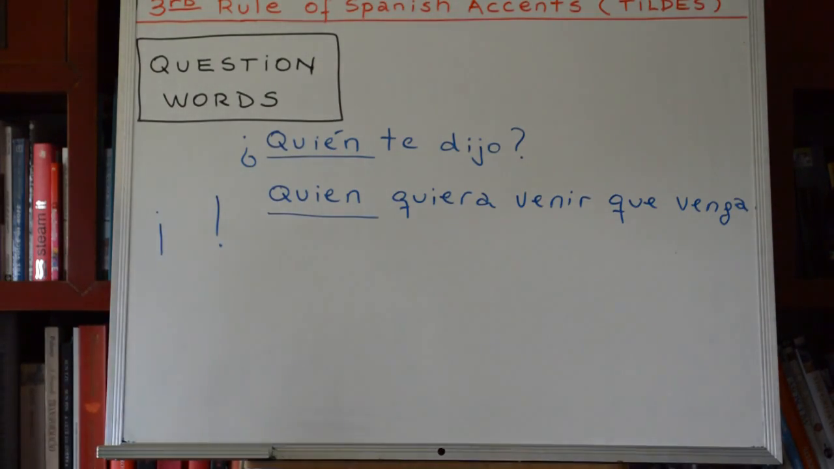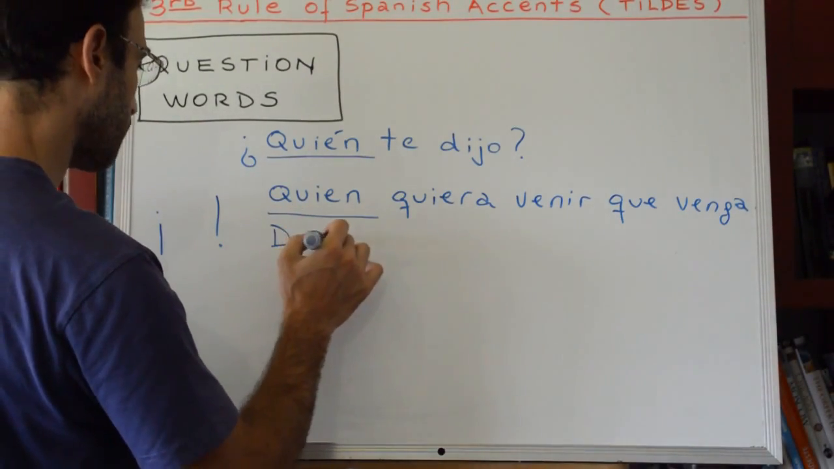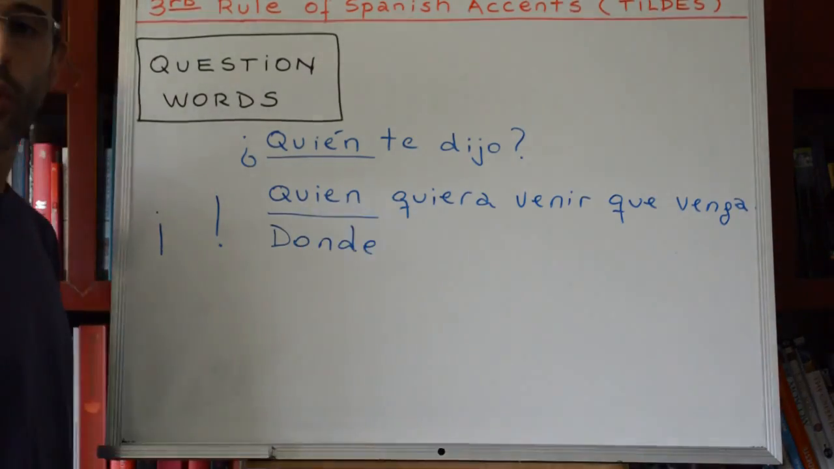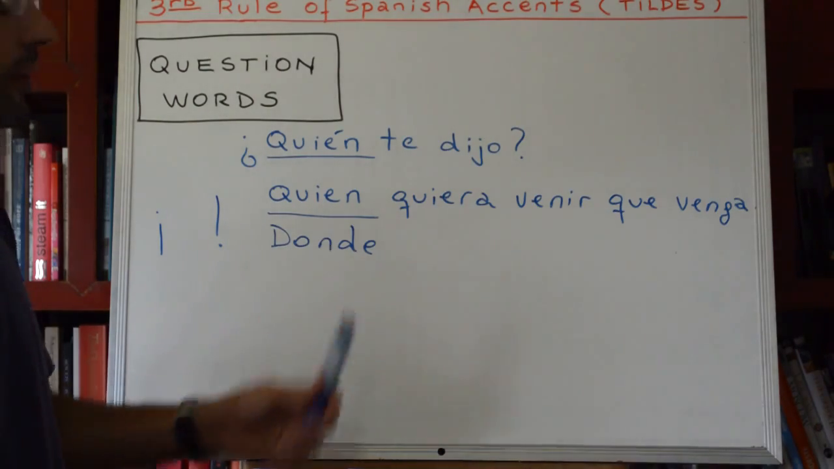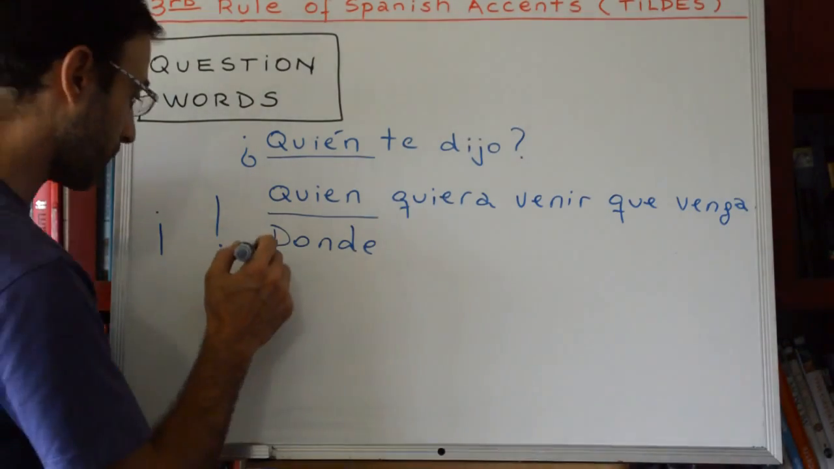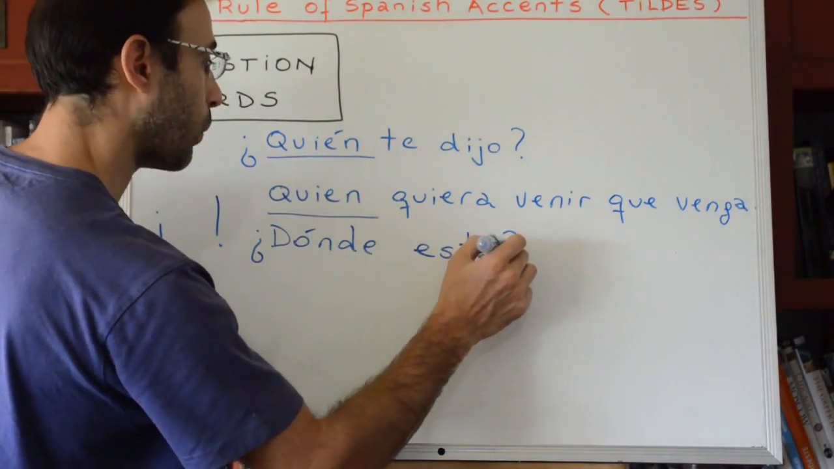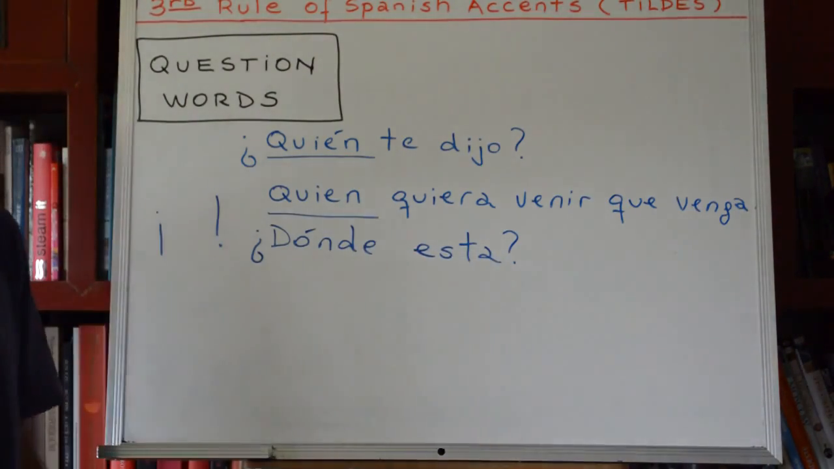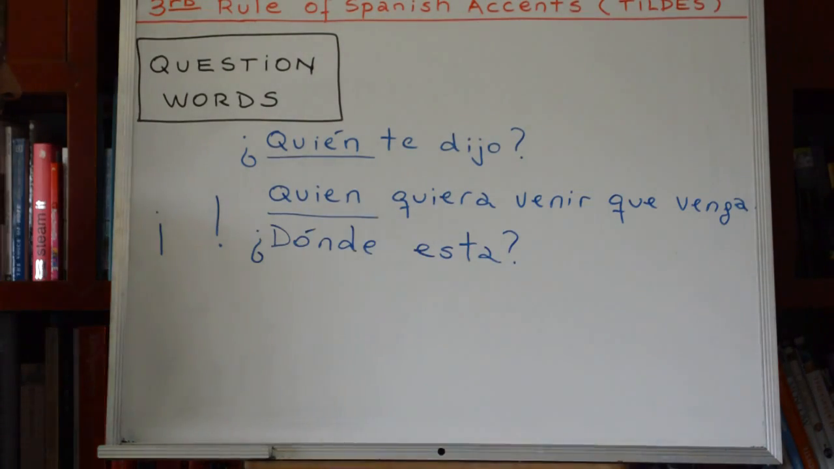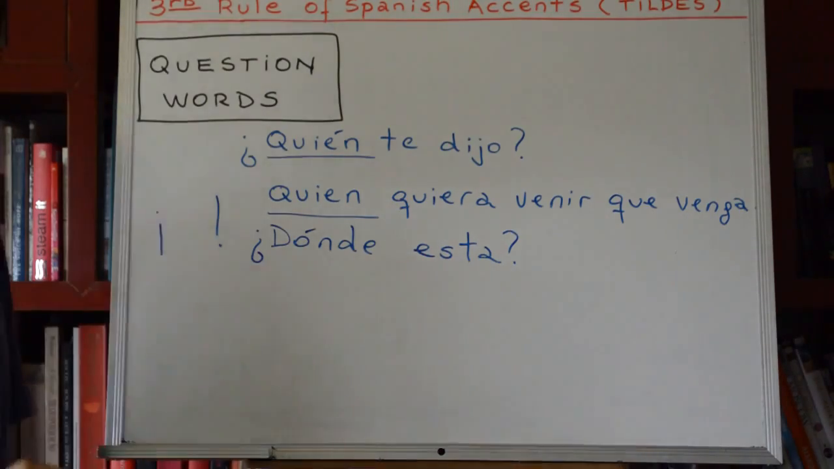Another example with a question word. The word donde, right? Donde means where. So, example. Question word involved in a question. ¿Dónde está? Very basic, simple sentence. ¿Dónde está? Where is it? Okay, it's involved in a question, therefore it carries the tilde. Now, let's use the same word, but this time not in a question.